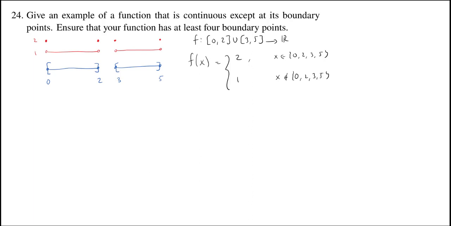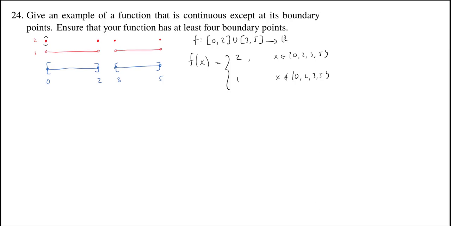In fact, we know the value at f of 0, for example, is 2, which means that for any epsilon-neighborhood around 2, I should be able to get close enough to 0 so that all the values are within that neighborhood. But no matter how close I get to 0, the value is always 1, which is not inside this smaller neighborhood. So this would be an example of a function that's continuous, except at its 4 boundary points.